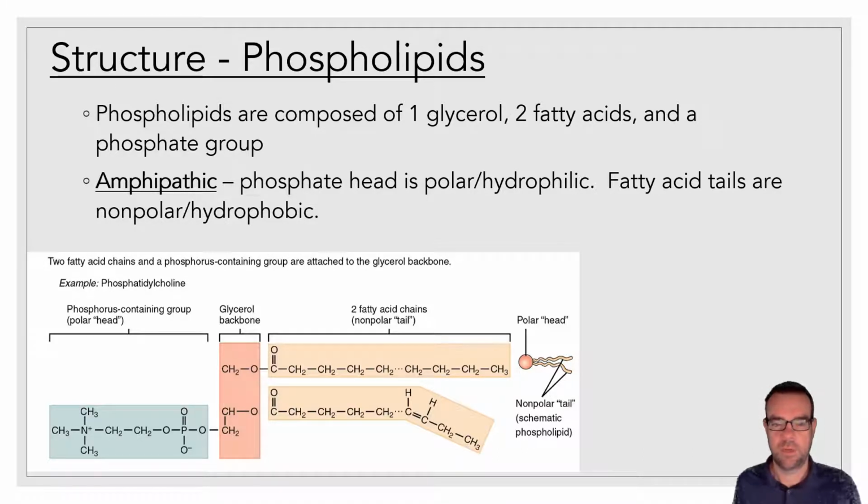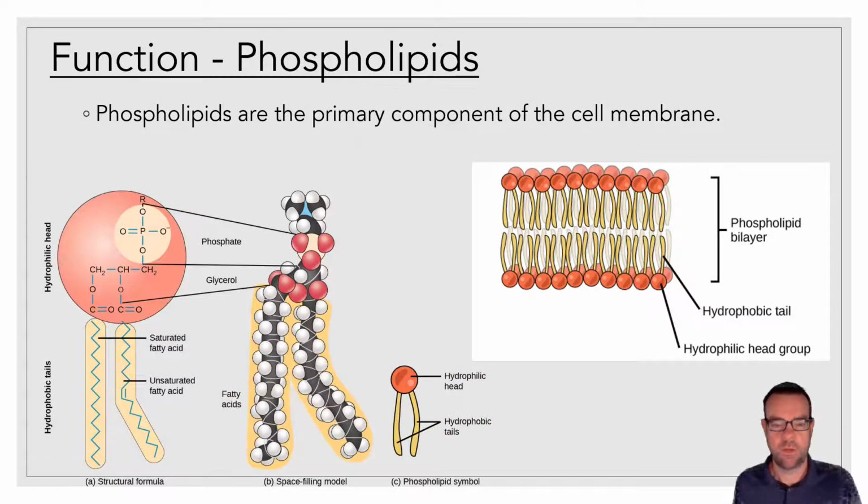So the structure of this leads to an interesting feature, which is the fact that it's amphipathic, which means dual tendency. So the head, which has that phosphate in there, is actually polar, and it likes water. It's hydrophilic. The tails, on the other hand, carbon and hydrogen, very nonpolar. So this molecule, it's torn. It's got a head that likes water and tails that don't like water. So structure-wise, it looks a little bit more like this. There's a bunch of different representations, but you remember this from the cell membrane.